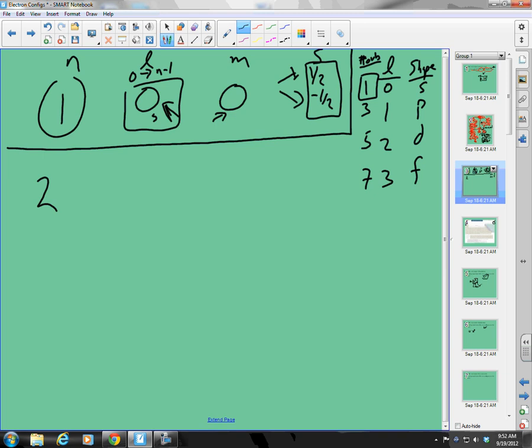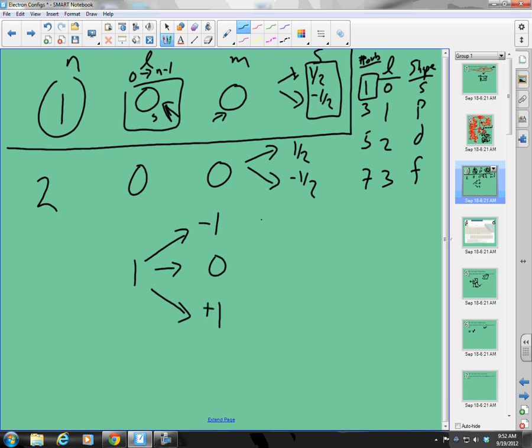And what are my L's for the second energy level? Well, 0 and 1. What are my orientations for the 2, 0? I have a 0, 2 electrons off of that orientation, 1/2 minus 1/2. Now, how many orientations do I have off of the 1? Well, I have 3, a -1, a 0, and a +1 orientation. Each of these could hold 2 electrons because each orientation represents an orbital, right?